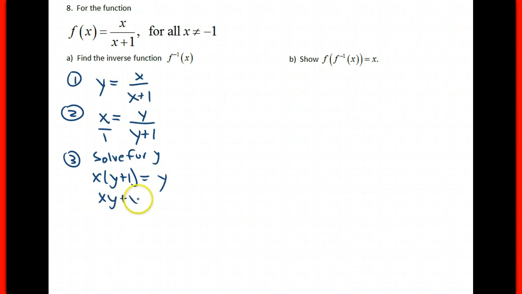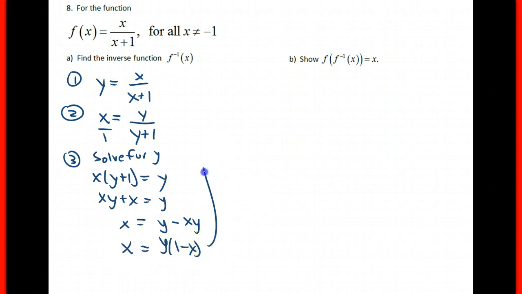So xy plus x is equal to y, or x is y minus xy. Factor out the y to get x is y times the quantity of 1 minus x, and then divide by 1 minus x. So y is equal to x over 1 minus x. That's your inverse function.